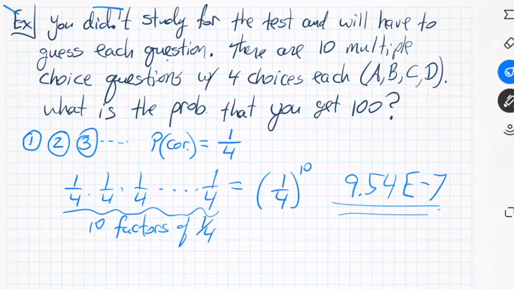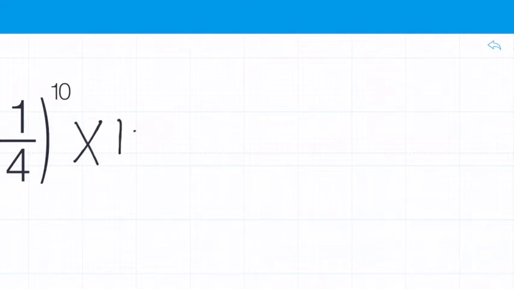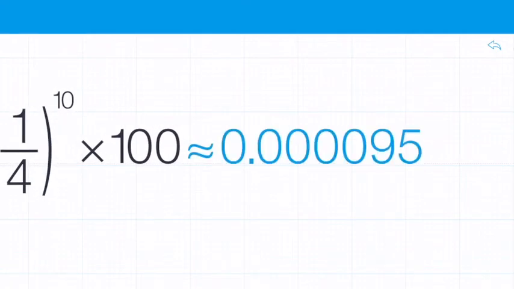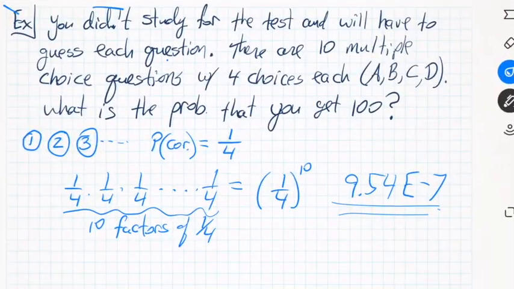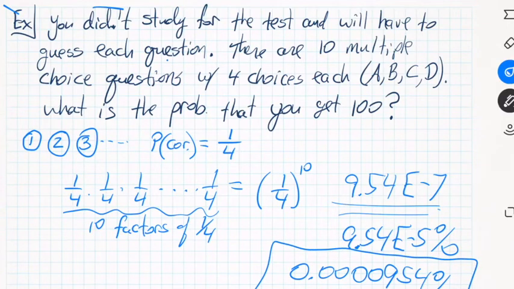All right. So this is the decimal percent. So then I'm going to have to come back here and go, let's make it a little bit better, times 100. So then it becomes this number. Now I'm going to still write it as scientific. 1, 2, 3, 4, 5. So this would be 9.54 e negative 5%. Still a really small number. So this is the probability of getting 100 on a test.